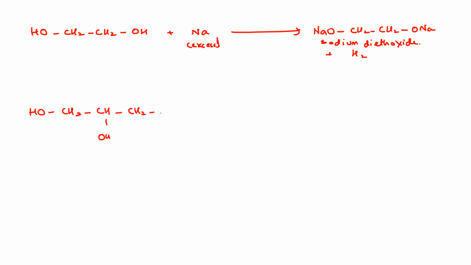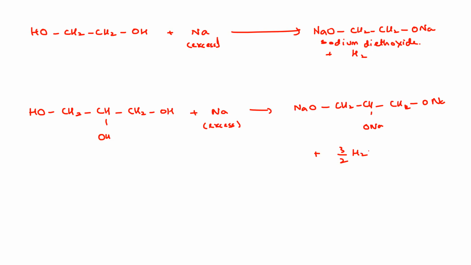A triol, sodium in excess. So we'll have NaOCH2, CH4Na, CH3ONa, and then we'll have 3 upon 2 H2, because each OH would give us 1 hydrogen. So we'll write it as this.